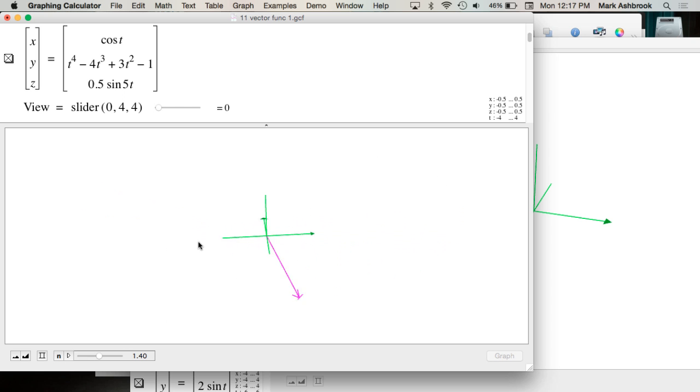So given the t value 1.4, you get a vector. And now I'm showing that vector as a standard position vector, with its tail at the origin. Then what happens if I change the value of t? Here's t equals 2.98. Here's t equals negative 0.46. Every time you put in a different t value for this vector function, you get a different vector.